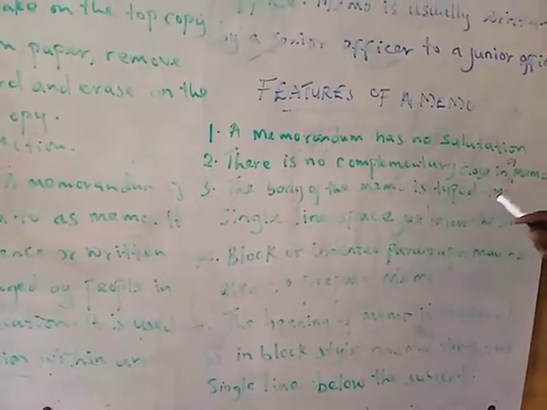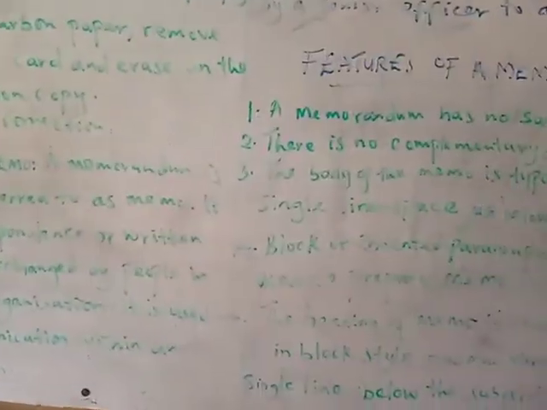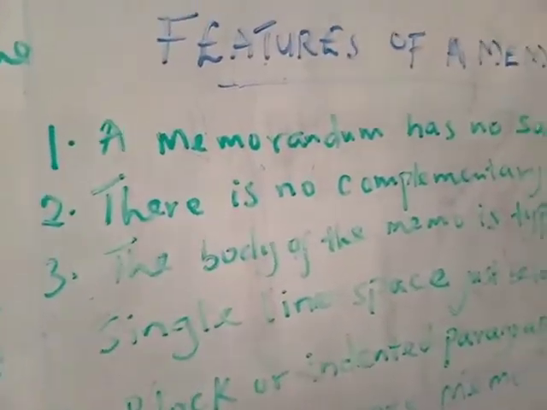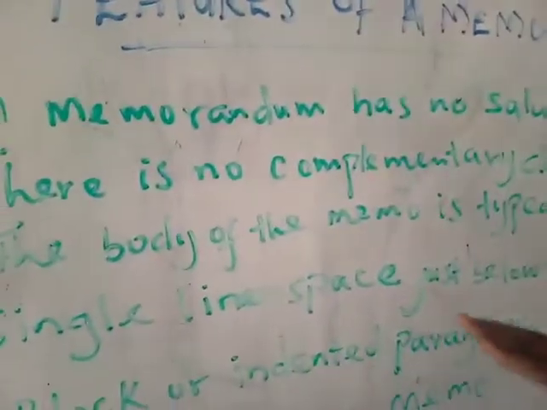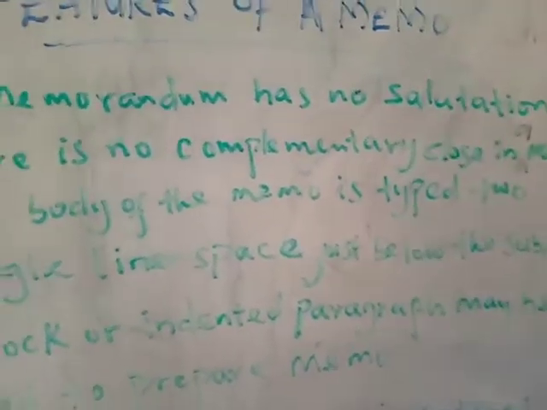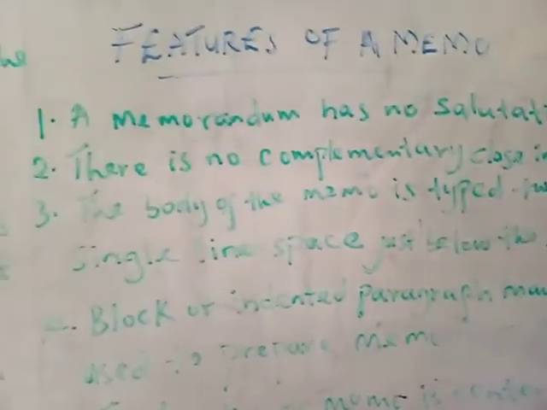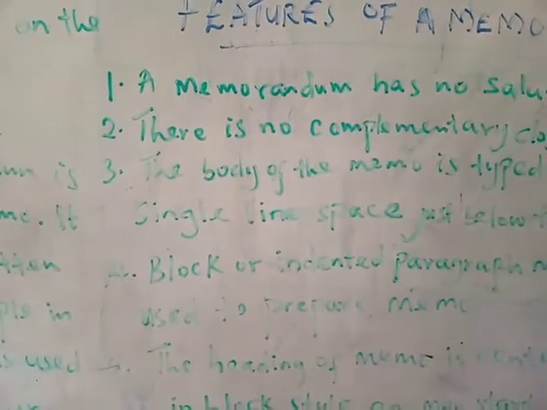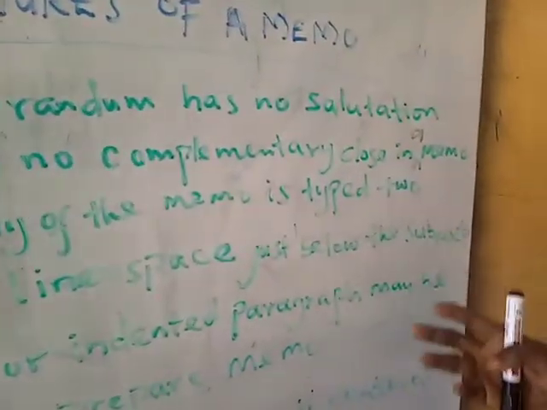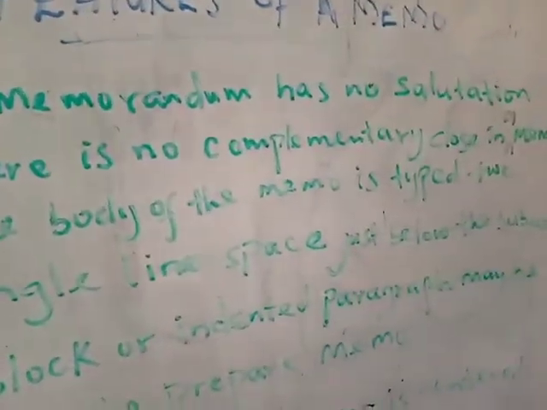Then number 3, we have the body of the memo. It is typed 2 single line spaces just below the subject. What do you mean by that? Of course, if you're writing your letter, you have your subject, which will tell what you want to write about, and which is in bold. So the memo has that, with the body typed 2 single line spaces below.